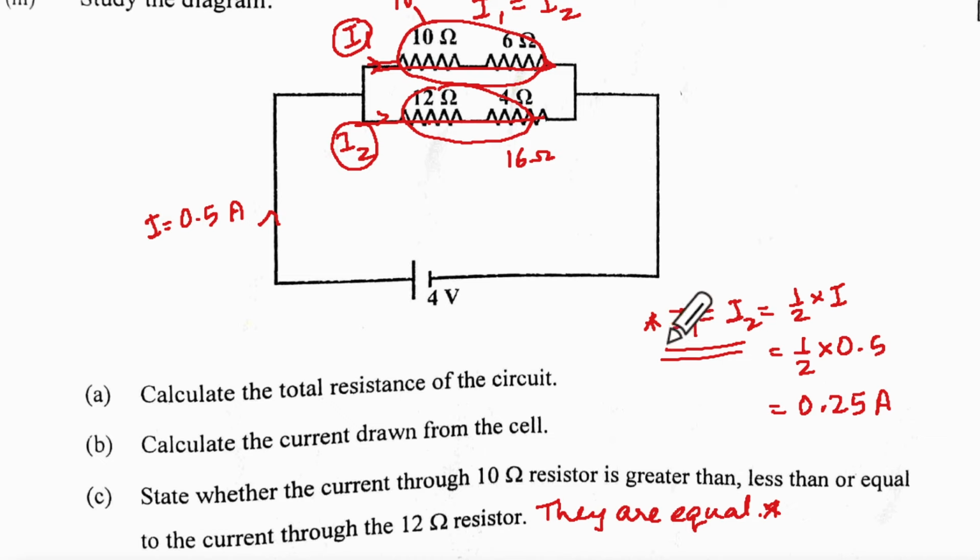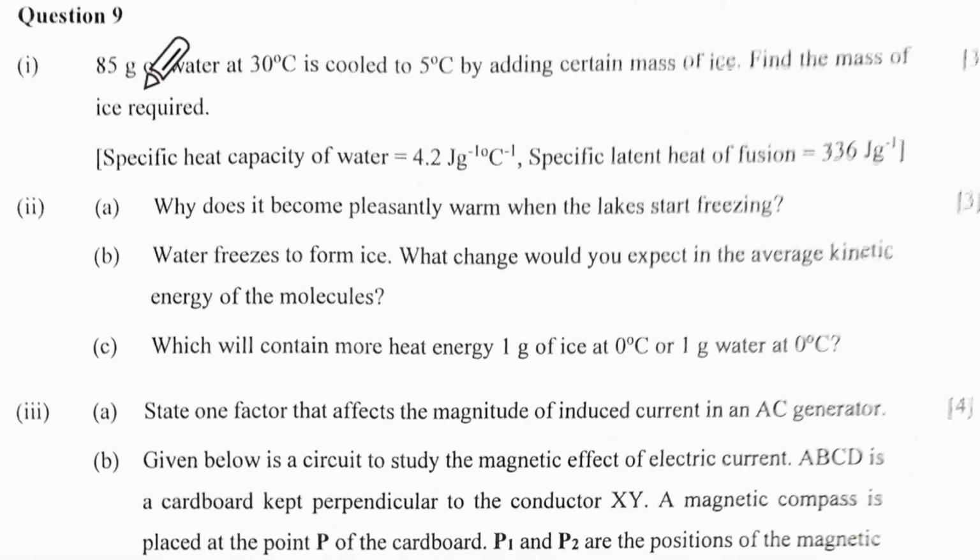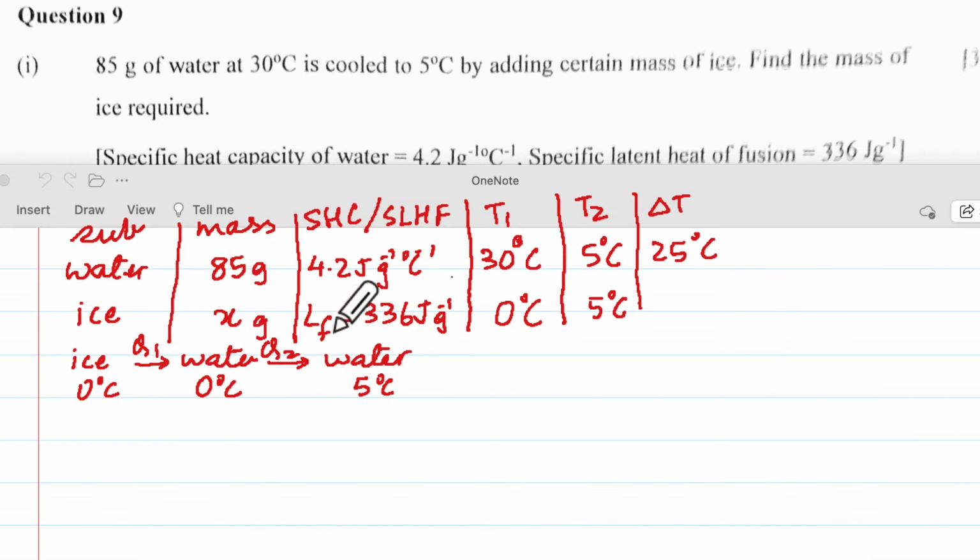I think section B is relatively easier. Don't you think so? Now we come to the last question. The first part says 85 grams of water at 30 degrees C is cooled to 5 degrees C by adding a certain mass of ice. Find the mass of ice required, and all this has been given to you. And we are going to use, so we make the columns like this.